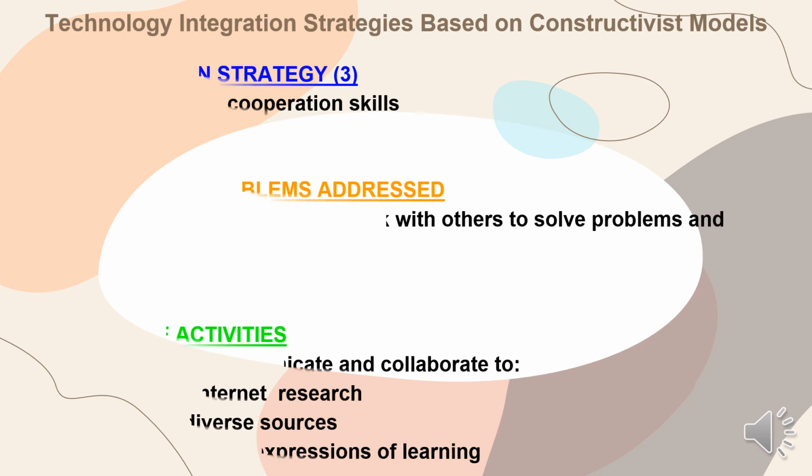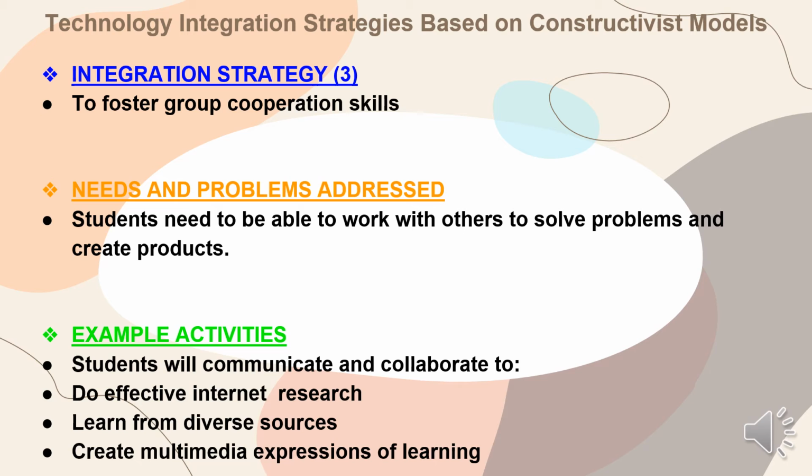The third integration strategy is to foster group cooperation. You know that the learning theory constructivists believe that children need to interact with the environment. They need to interact with one another as well. So students need to be able to work with others to solve problems and create products. And all this could be seen in the standards for math practices and even in the standards for our sciences in our classrooms, where you have children work together, be able to critique each other's reasoning, and construct a viable argument.